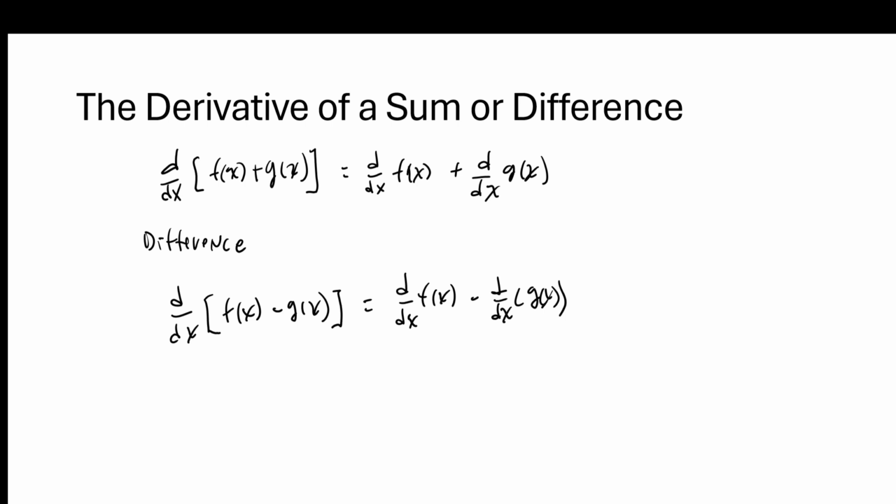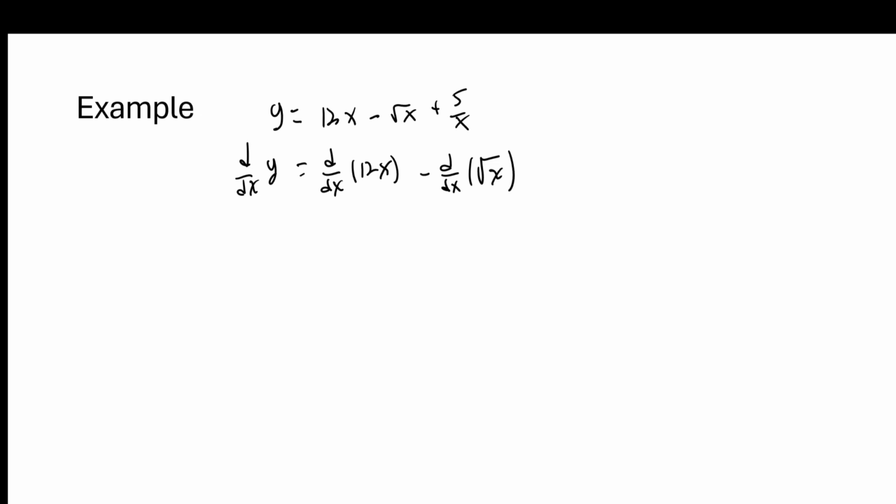Now I want to do an example. We will take y is equal to 12x minus the square root of x plus 5 over x. So let's take the derivative with respect to x of y. Using the sum and difference rule, that's the derivative d/dx of 12x, minus the derivative d/dx of the square root of x, plus the derivative d/dx of 5 divided by x. Just taking it term by term.